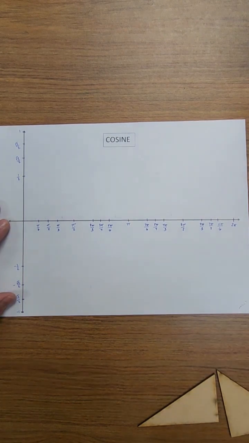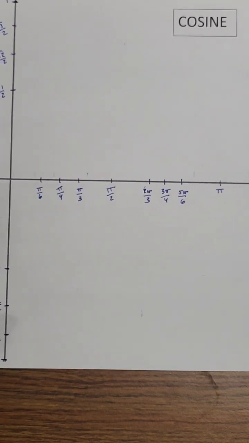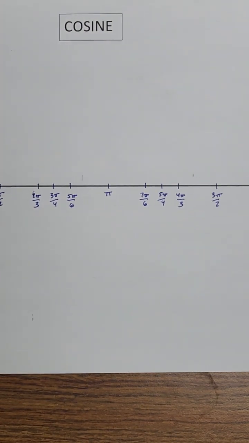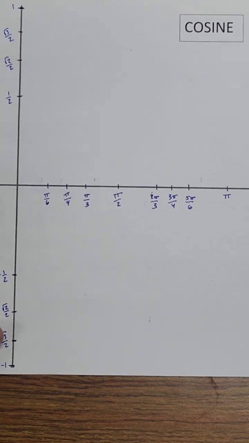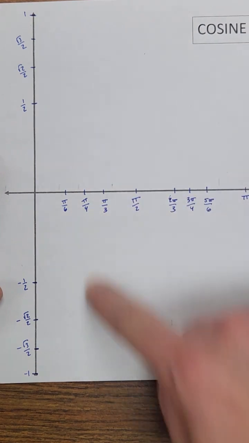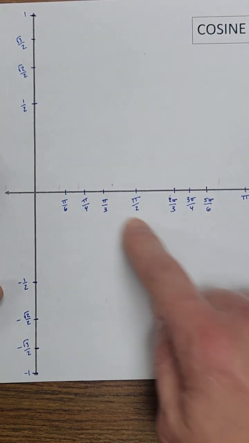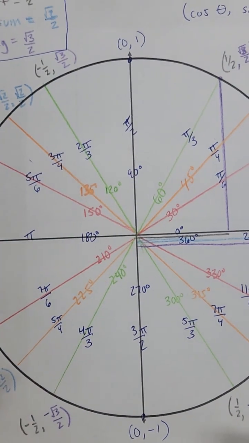All right, so hopefully yours looks like mine. So you want to make sure that you have all of these values on the x-axis in radians, at least. I just did radians for this video. And the y-axis, again, make sure that you have those. Remember, these down here would be negative. All right, so let's look at what we're doing now.